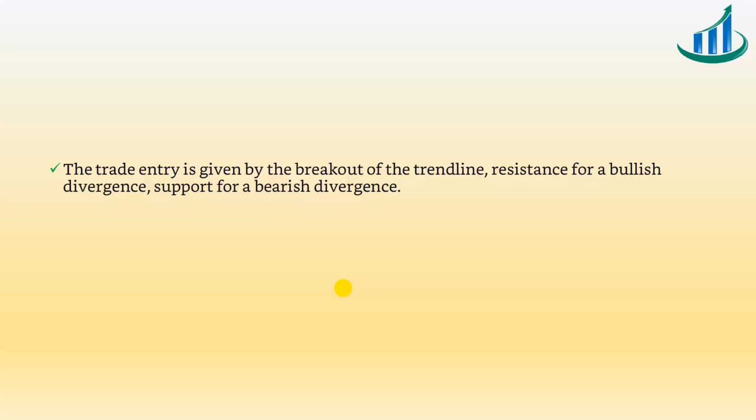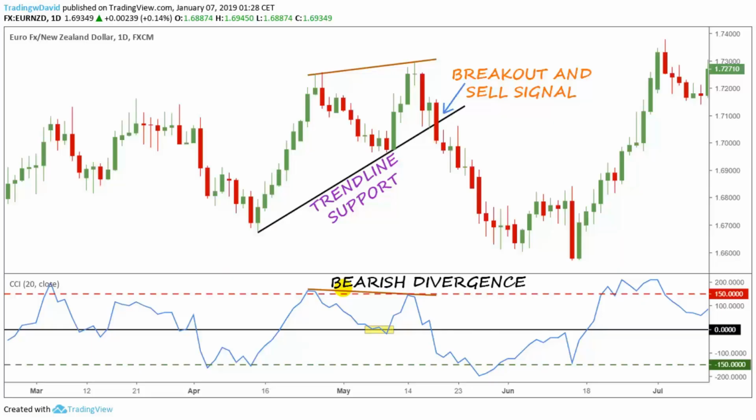Now let's see all the other parameters. The trade entry is given by the breakout of a trend line, resistance for a bullish divergence, support for a bearish divergence. On the Euro New Zealand dollar daily chart, you can see drawn the trend line support, and with this long red candle we have the breakout of the trend line and the signal to short the currency pair.